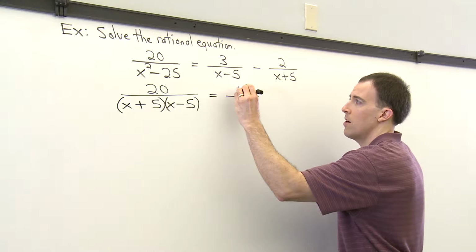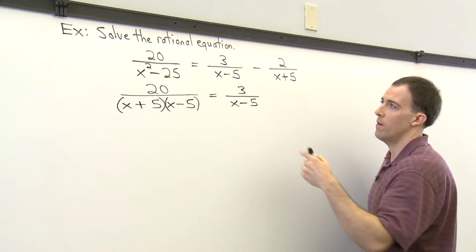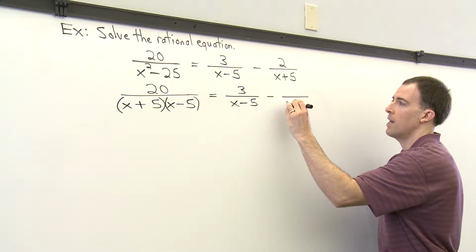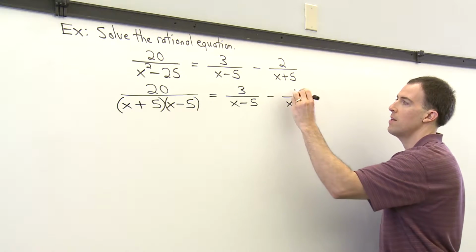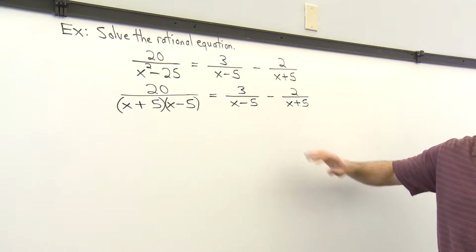The second denominator, x minus 5, cannot be factored, so I'm just copying the 3 over x minus 5, and then minus. The last denominator, x plus 5, can't be factored either, so I'm just going to copy 2 over x plus 5 to the next step. So all denominators are now factored completely.